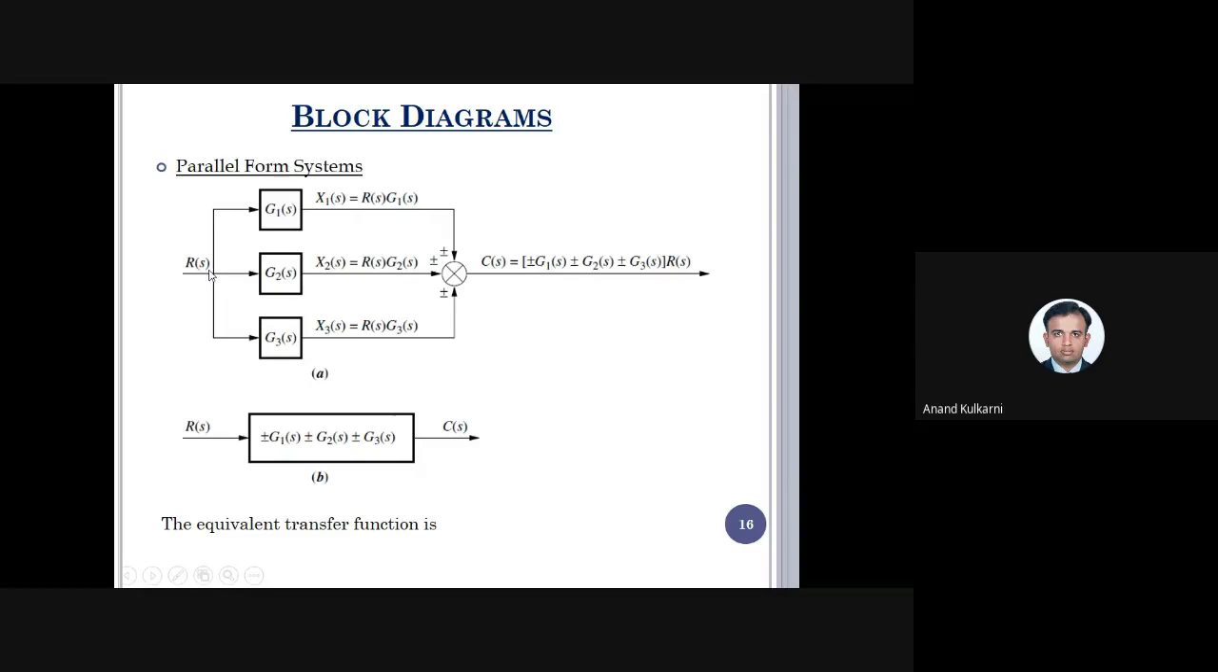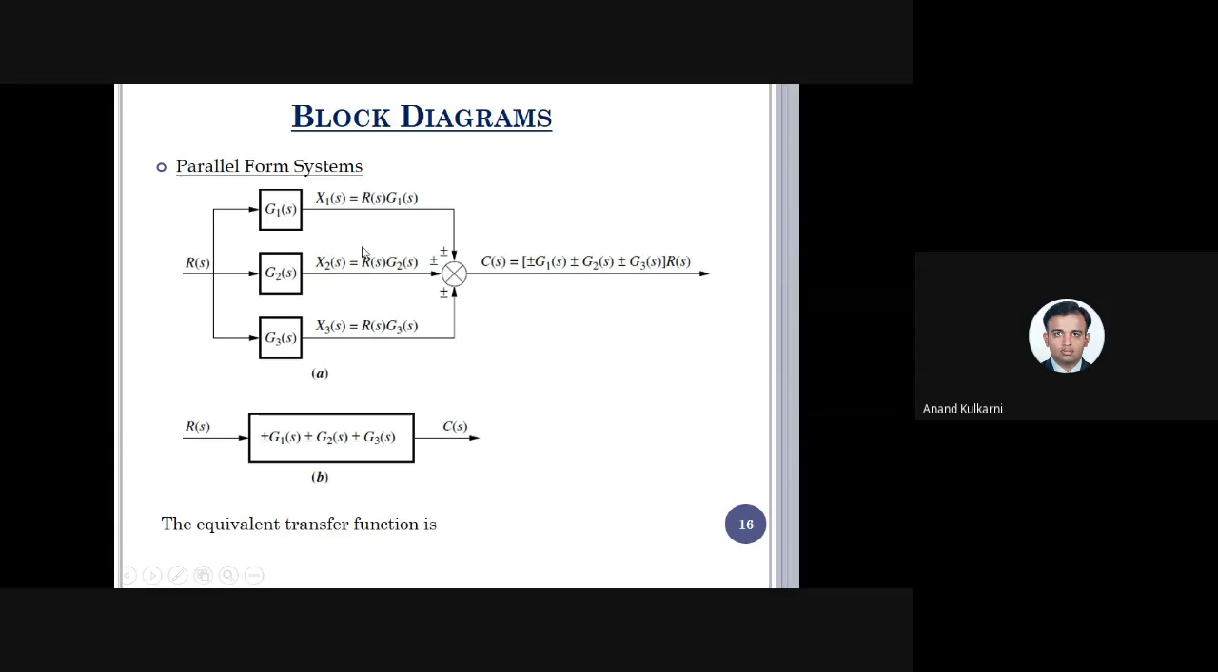So here it is a takeoff point, because the same input is given to three blocks, and we have three input signals coming to the takeoff point. So this takeoff point will be equal to X1(S) + X2(S) + X3(S), the summation of all three, that is represented like plus or minus G1(S) plus or minus G2(S) plus or minus G3(S) into R(S).